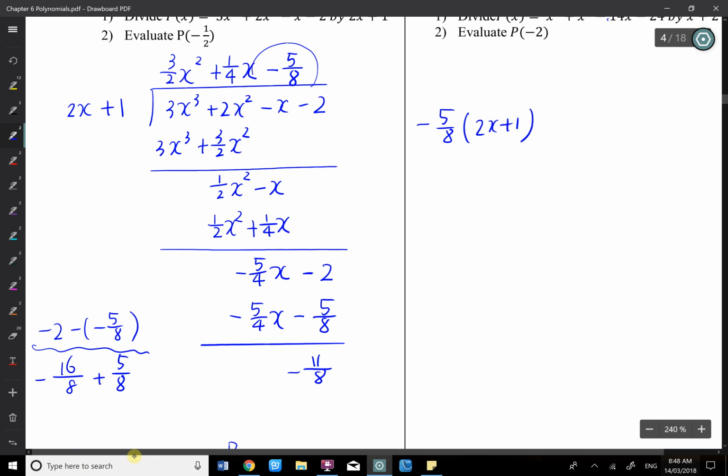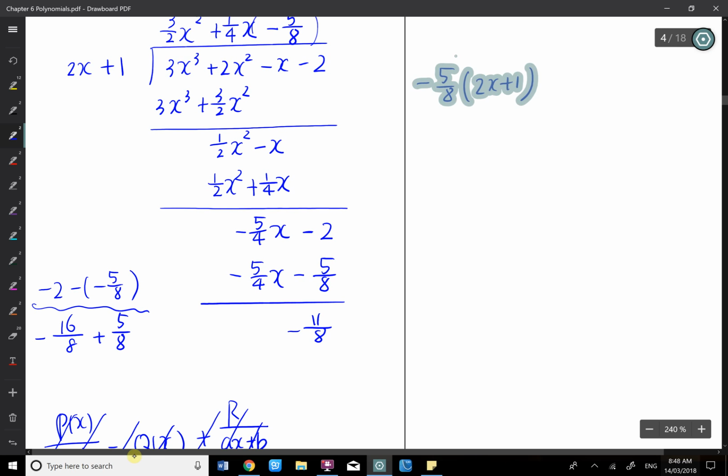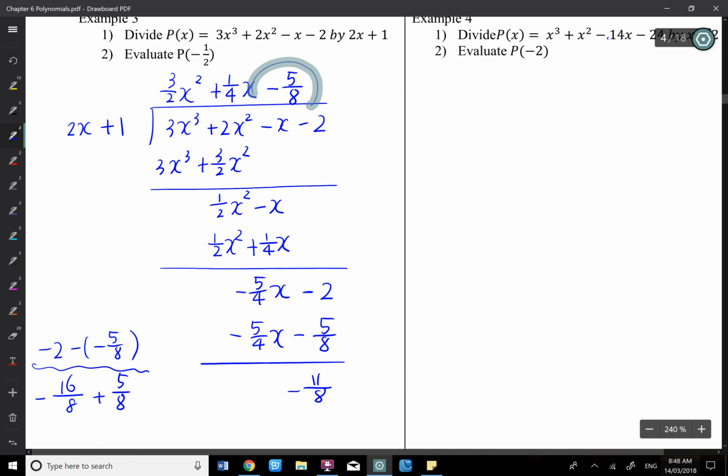I'm not going to write the result. There's no space for me to write the result. You know, this times this, plus that, will give you p(x).